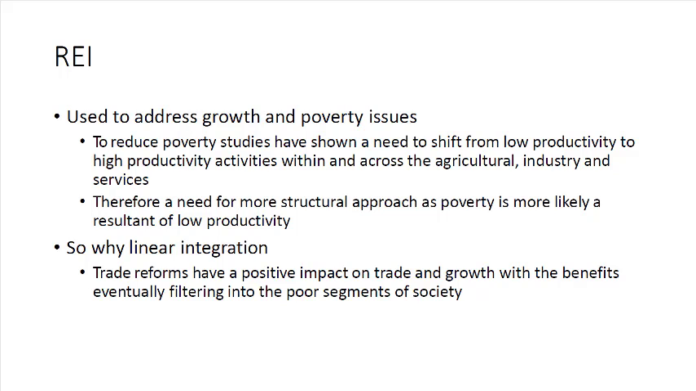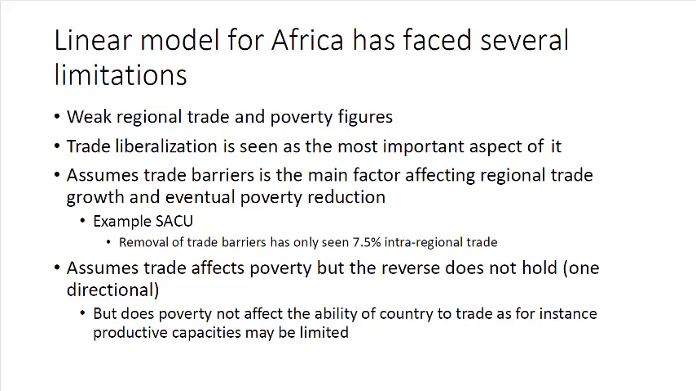And if we look at what the linear model, or the linear integration, is about, it's all about trade reforms, and then that having a positive impact on trade and growth, and then with its benefits eventually filtering into the poor segments of society. So if we look at the linear model for Africa and its limitations, we find that we still have weak regional trade and poverty figures. And as a way of addressing these, we thought, okay, trade liberalization is very important, and that trade barriers are the main factor affecting regional trade growth and eventual poverty reduction.